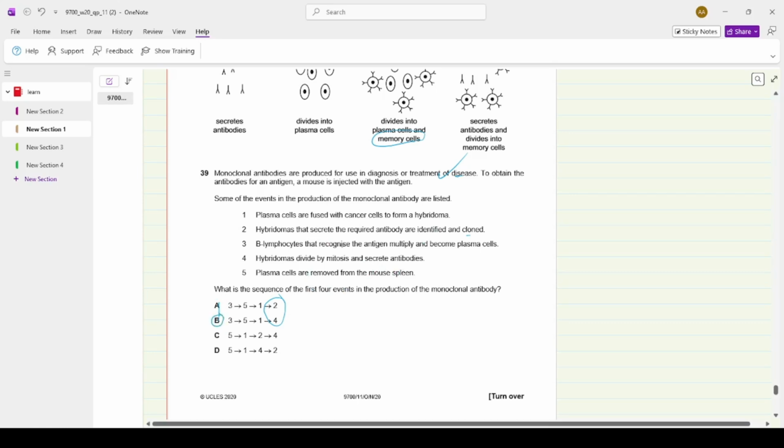Before hybridoma that secrete the required antibody are identified and cloned, they need to first divide by mitosis and then start producing antibodies, and that is how we can identify them.